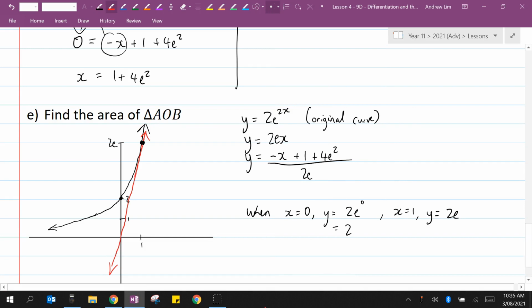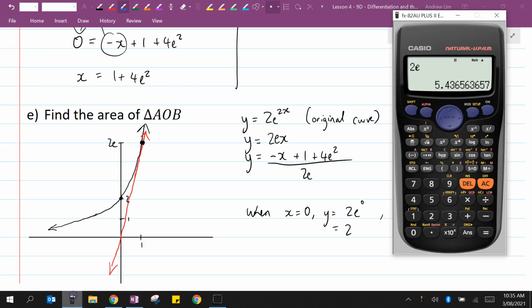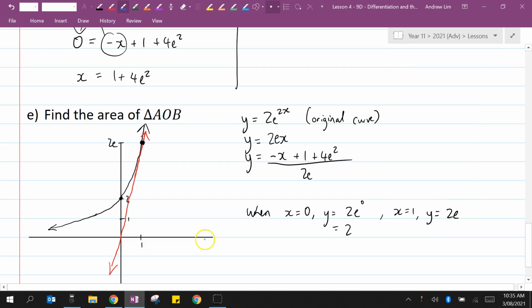And then we need to graph our other one, our normal. Now our normal, we've already worked out that the x-intercept is 1 plus 4e squared. What is that about? 1 plus 4e squared. 30. Okay, so this is not going to be to scale at all. So I'm just going to call this 1 plus 4e squared, which is about 30. And that's normal. Goes through there. Now, this is not to scale. This should be a right angle if it was to scale.